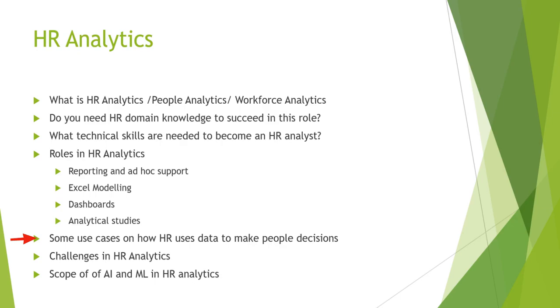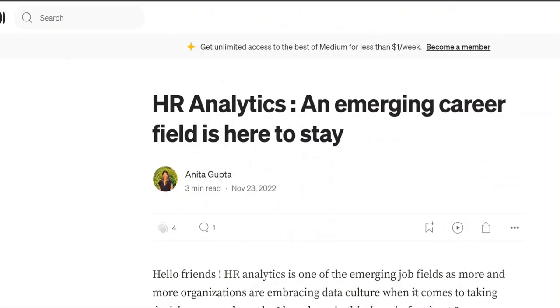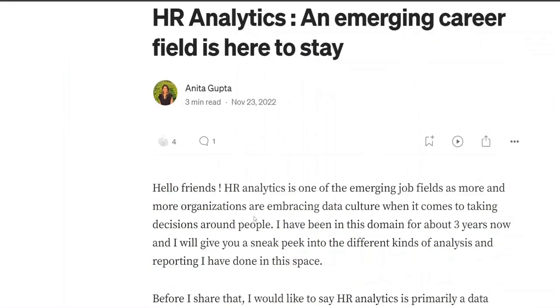Today, we will see some of the use cases of how HR uses data to make decisions. I have already written a blog on this topic in Medium. So, let me take you to the Medium page. Here, you can see this topic is about HR analytics and how it's an emerging career field.